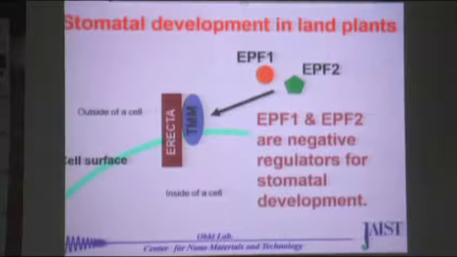So in 2005, 10 years ago, a Japanese group found the small peptides EPF1 and EPF2. The plant scientists overexpressed EPF1 and EPF2 in the plant body, and the leaves didn't have stomata. So EPF1 and EPF2 are negative regulators of stomatal development, they say.